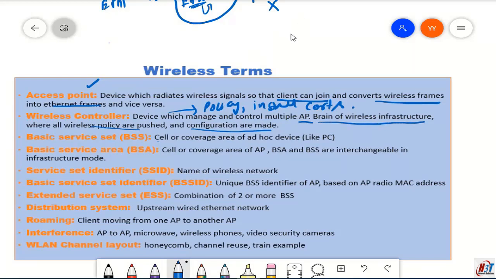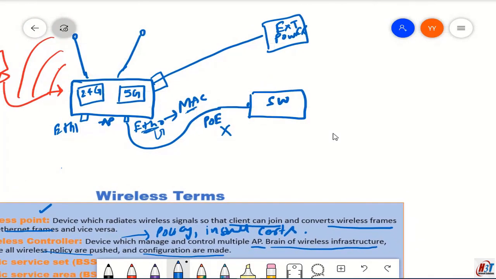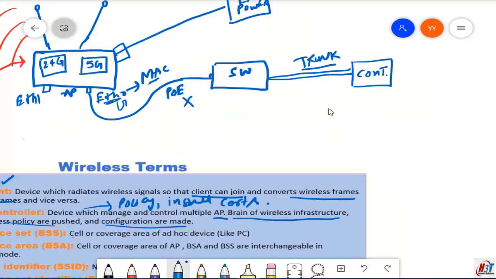As we already said, yes, it is the brain of the wireless infrastructure. So where does it connect in this diagram? In this diagram, the wireless controller will be connected with the switch. Most probably this port is configured as a trunk port so that all the required VLANs can be passed through this trunk port. Based on the model of the wireless controller, multiple APs can connect with this wireless controller.